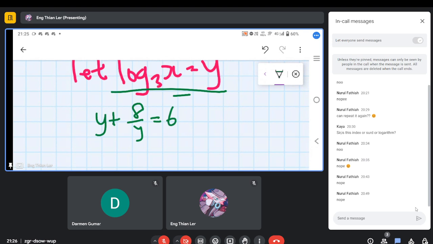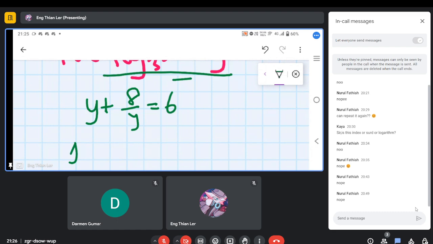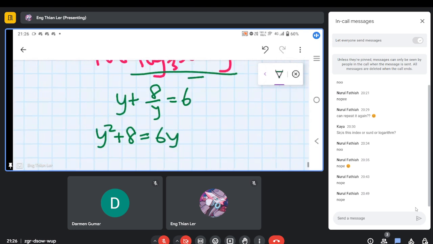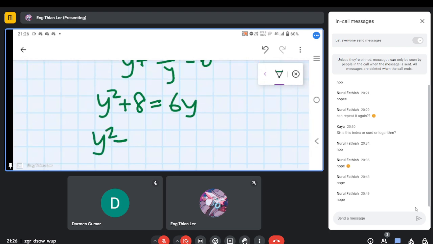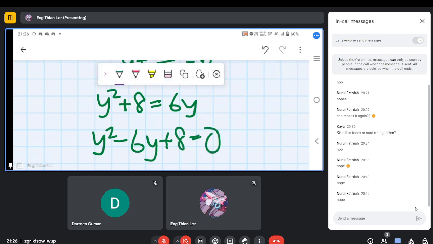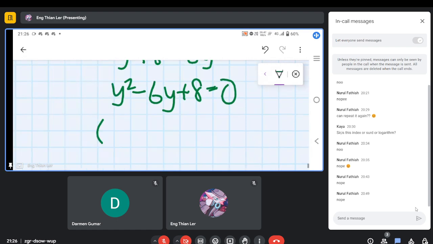So multiply everything by y. So we got y squared plus 8 equal to 6y. Wow, a quadratic equation. So now we make this a general form. And now we start finding the root. Finding the root for y.